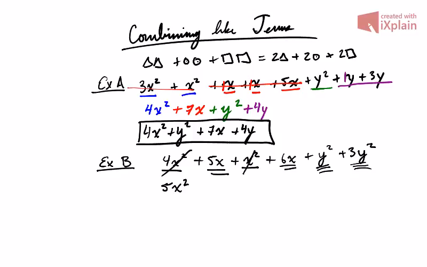Boom, boom. Now I'm going to look at the double tick marks. So I've got 5x plus 6x's, which is altogether 11x's. Boom, boom. And now I'm going to look at the y squares. Well, I've got 1y squared and 3y squares. So altogether, I've got 4y squares. Boom and boom. And that's it.